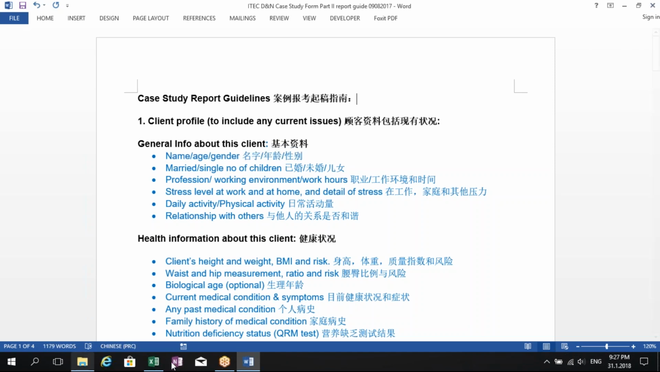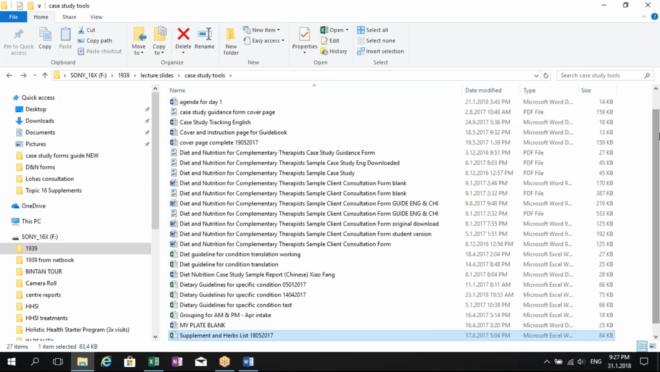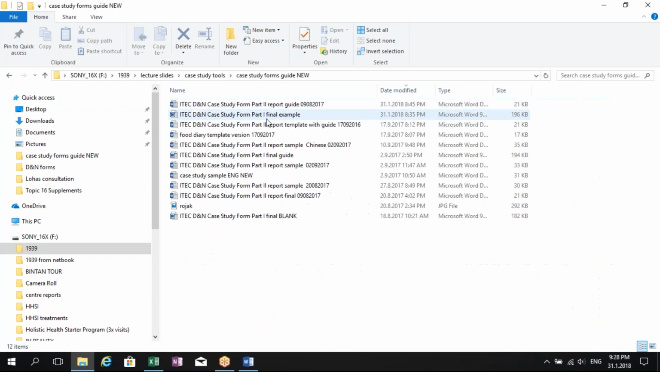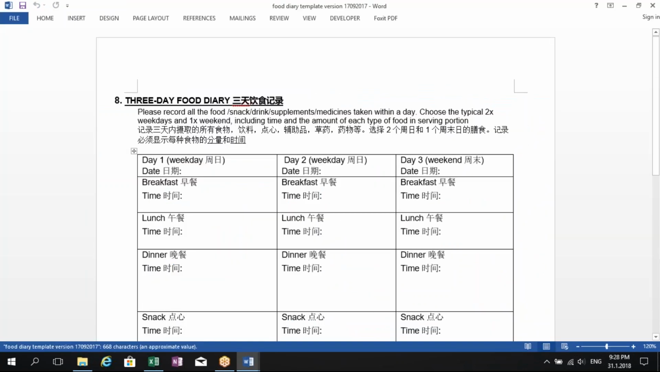Okay. So let's see the timetable. I'm going to email you this one, and also the 3-day food diary, the blank form. This one, we are going to email to you. So you can type. This one, I suggest you type. You have to type it out. Otherwise, when we change something, you have to write everything again.